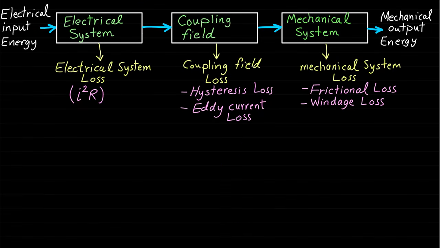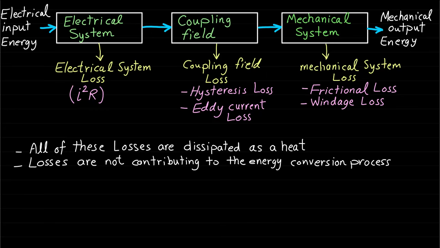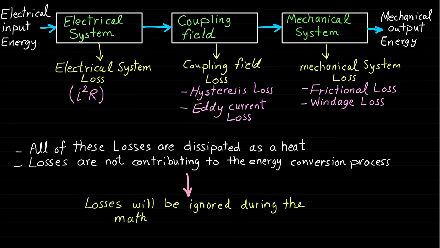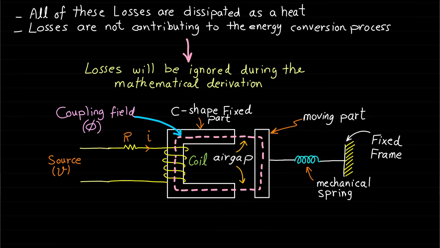All these losses are dissipated as heat and they do not contribute to the energy conversion process. Therefore, these losses will be ignored during the mathematical derivation. One can ask what happens if we have some leakage magnetic field, which is usually the case in practice. Should we consider the leakage field as a loss?